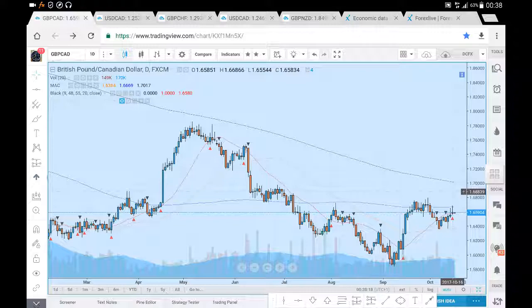So where do I see prices going on the pound against the CAD? So overall, the prices are meant to head upwards. Now we do have some turbulence ahead.